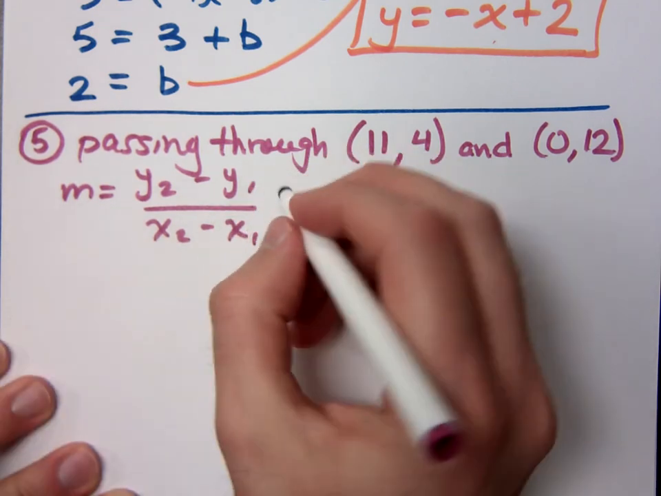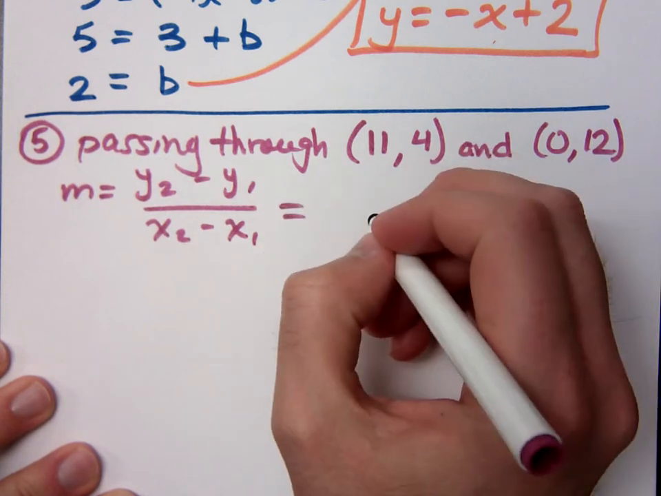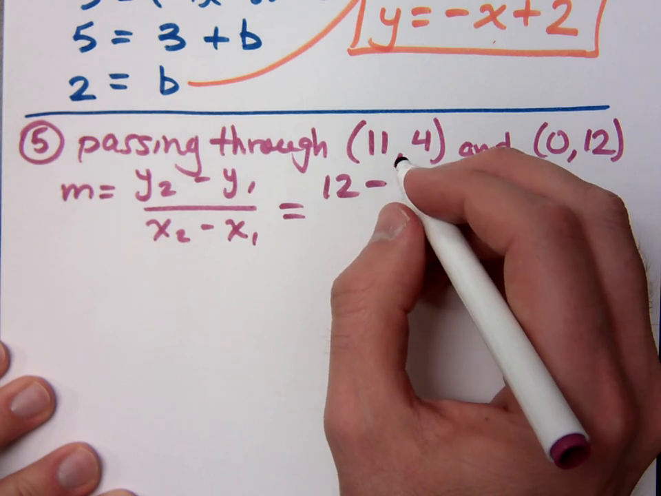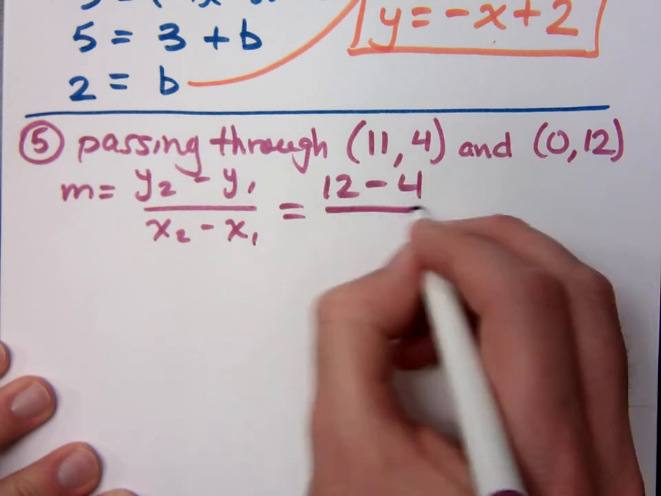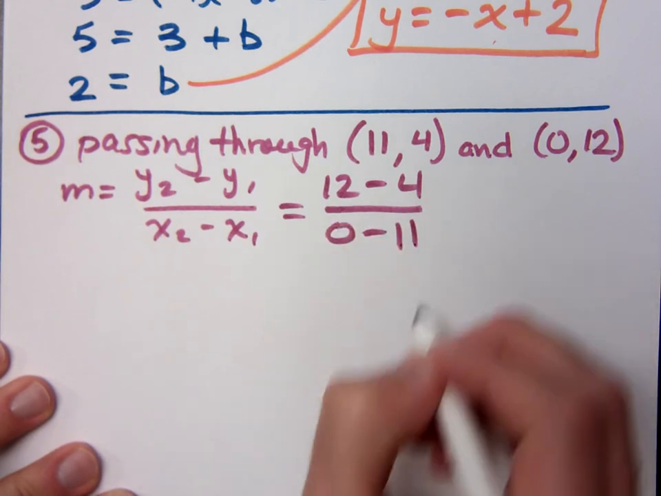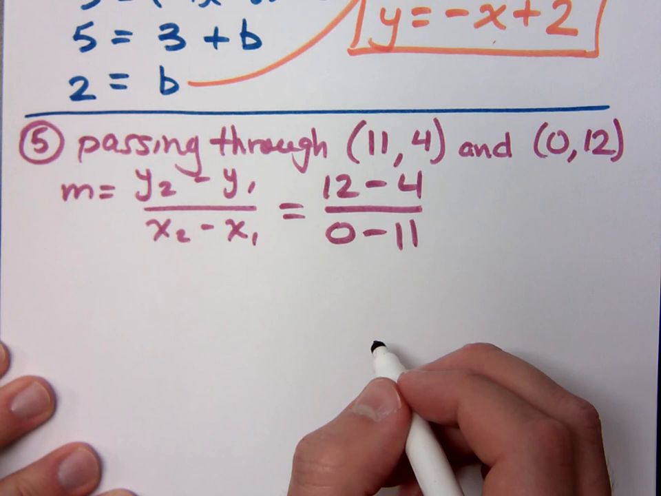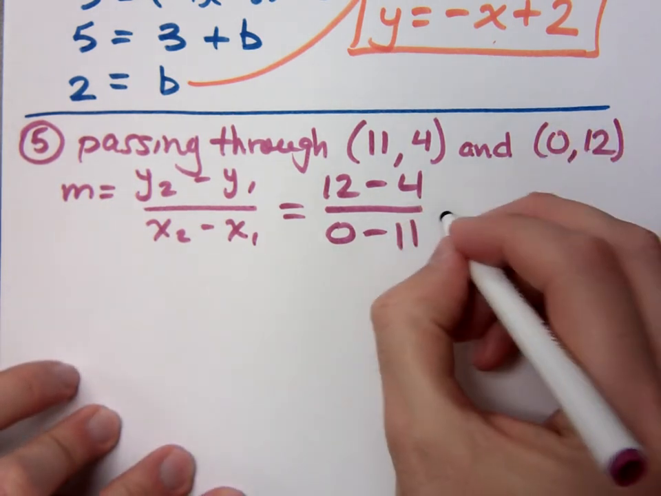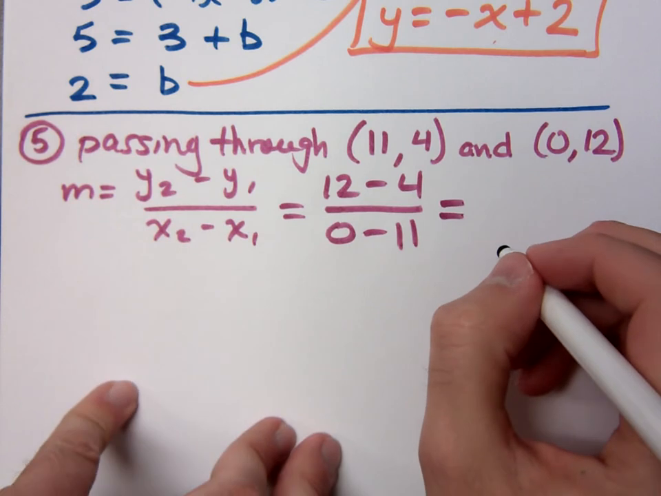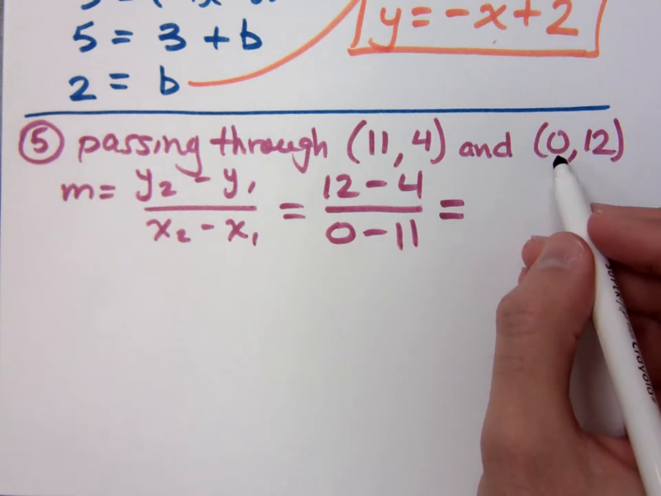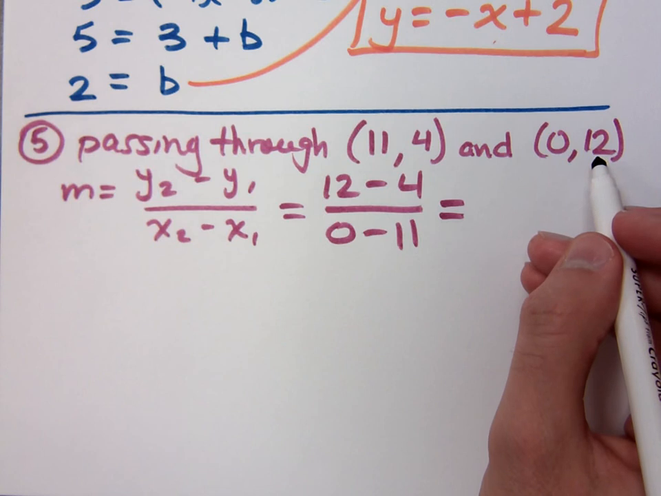So what's y2 in this case? 12. 12 minus what? 11. No, 4. 12 minus 4 over what's x2? 0. Minus 11. But that's all you need. Oh, so I'm done. No, the slope is all you need because you already have your y-intercept. What do you mean I've got the y-intercept? (0, 12). Even though I did not explicitly say that this is the y-intercept, we should be able to recognize that since the x-coordinate is 0, this is going to be my y-intercept.